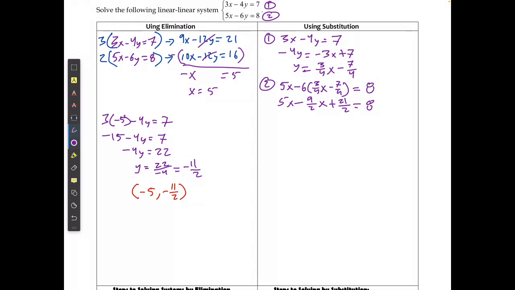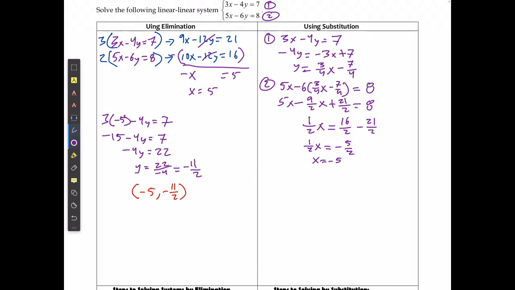5x minus 9 over 2x is going to leave me with 1 over 2x. I'm going to move the 21 over 2 to the other side, and I'm going to rewrite the 8 as 16 over 2 so that I can just combine them. Which means that 1 over 2x is going to equal negative 5 over 2. When I multiply both sides by 2 or divide by 1/2, x is still equal to negative 5. So I'm getting the same answer I did on the other side, which is promising.